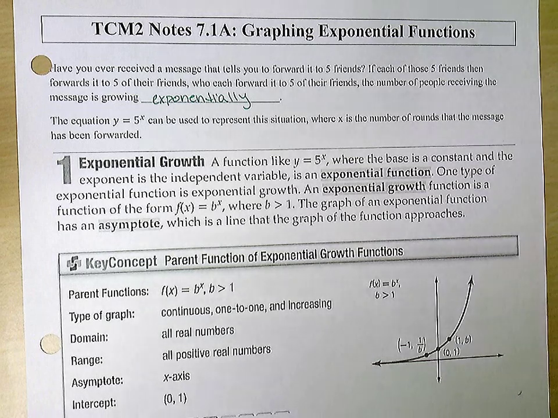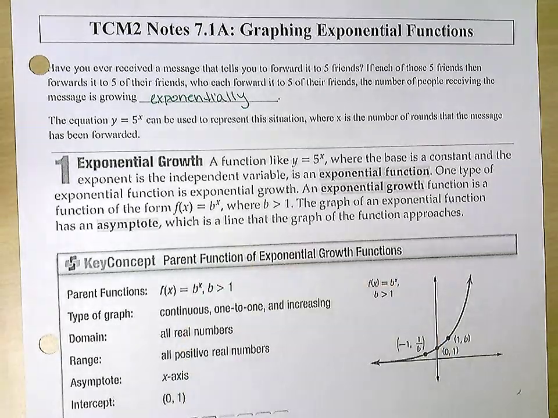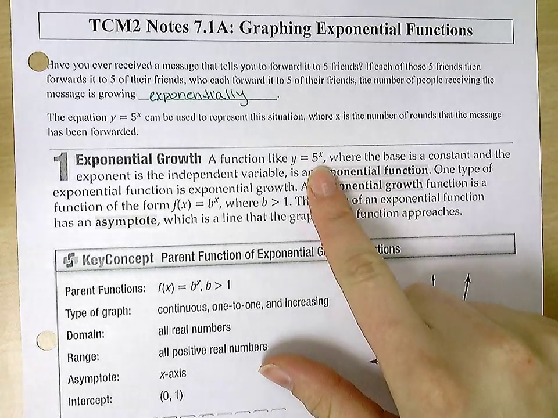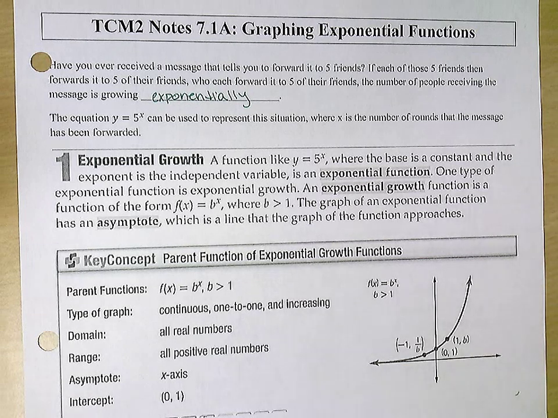One type of exponential function is exponential growth. An exponential growth function is a function of the form f of x equals b to the x, where b is greater than 1. That's that base value. So 5 is greater than 1, so you have an exponential growth. If it was less than 1, you would have a decay. So if it was a fraction, that would be exponential decay. And we'll get into that next week after we go over exponential growth.